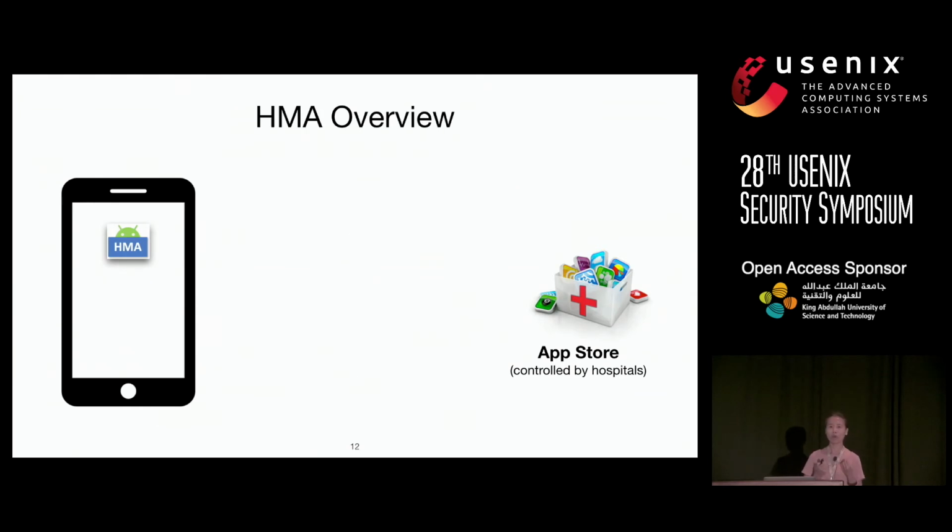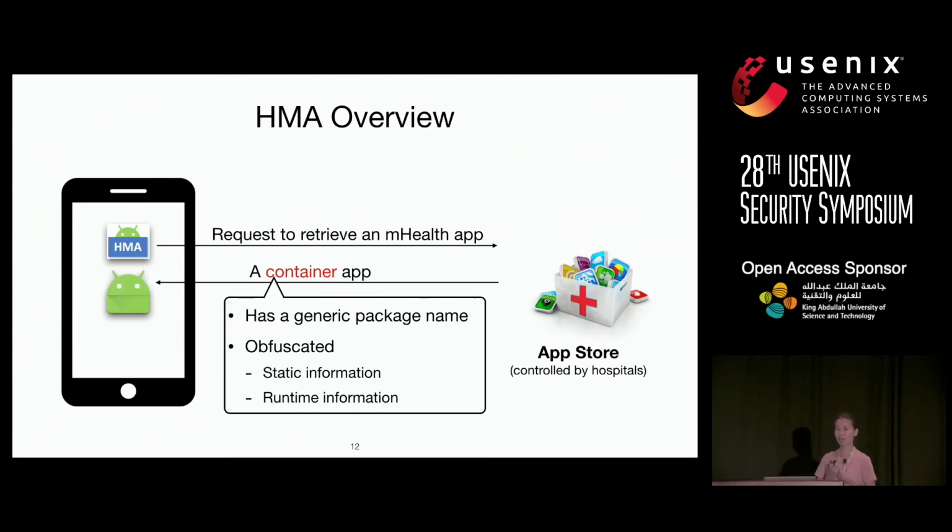So the very high-level overview of the solution is as follows. When the user wants to install an mHealth app, she uses the Manager app to send an anonymous request to the App Store. In return, instead of returning the mHealth app to the user, the App Store returns to the user a container app with a generic package name, icon, and label. This container app is installed on the device, and at runtime, it launches the mHealth APK from within its context. So in other words, the mHealth app is never registered in the operating system.